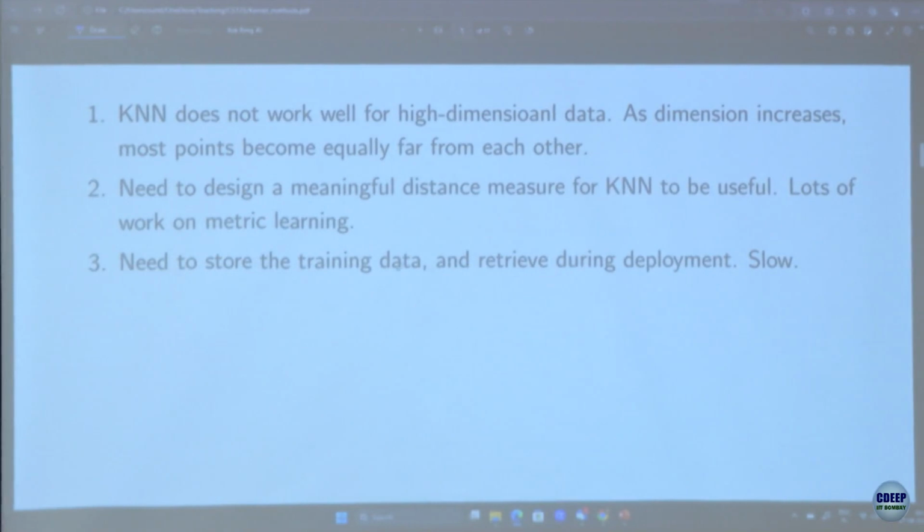And then the third disadvantage, of course, is that if you have to deploy the model on a small device, let's say on your phone, where you cannot afford to keep around your entire training data, then the nearest neighbor classifier is not an option. Because it occupies too much storage, and also running time might be a concern because you have to find the nearest neighbors, which can be an expensive operation.